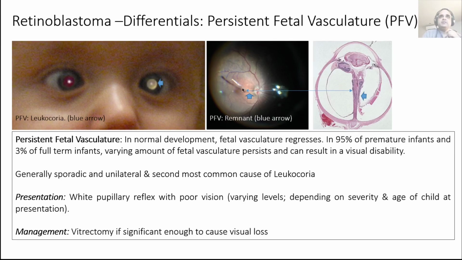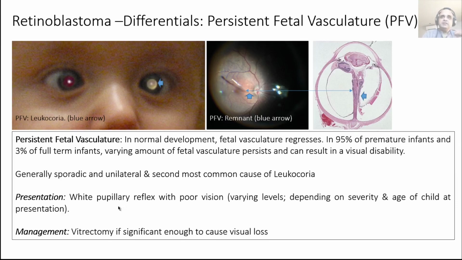The second picture actually shows you a little stalk, and this stalk is representative of this structure as seen from histology, which is the stalk or the hyaloid canal that carries the hyaloid artery for development of the lens and some other structures. But it is supposed to regress once close to birth or once the baby is born. If it persists, it's called persistent fetal vasculature, and it can interfere with vision depending upon how much of the tissue is left behind.